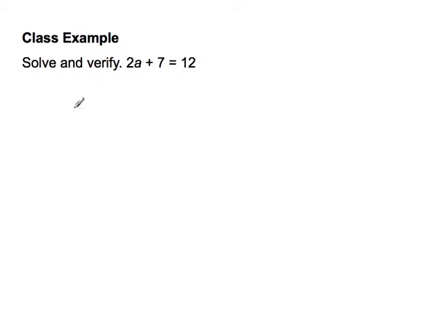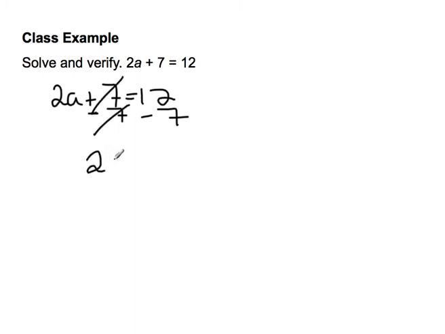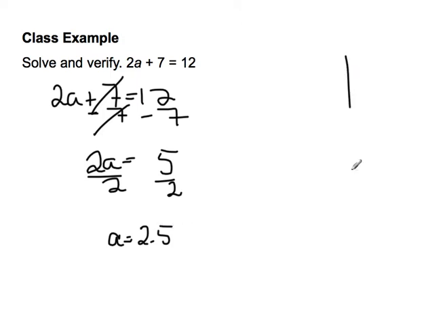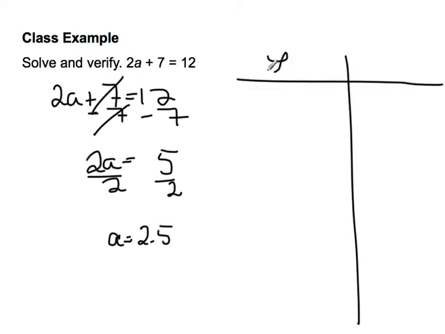So let's just do one together. We're going to work through this and we're going to verify because this is a little bit different. So 2a plus 7 is equal to 12. So again, we have to get a by itself, so we zero out that plus 7, and we get 2a is equal to 5, and then we divide by 2. I'm just going to change it to a decimal. You can leave it as a fraction. I'm going to change it to a decimal because it's easier when we verify.